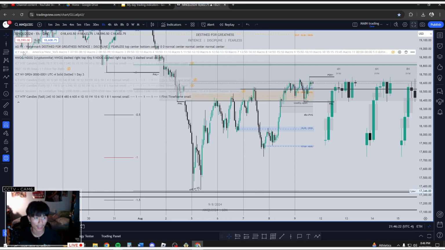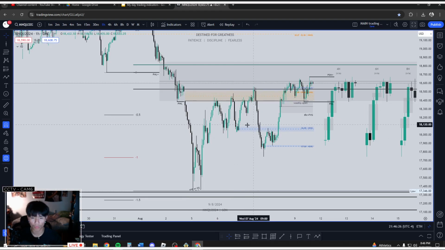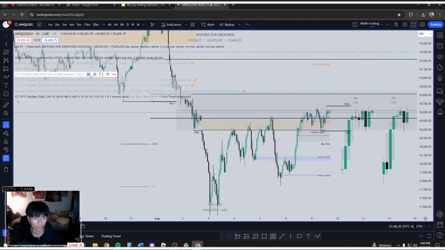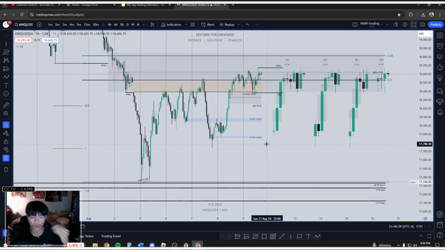If I didn't have these lines here, I wouldn't know what is the previous day low or high. There's no separation. All it does is just candles. But with the indicator, it helps separate the days, and again, all of these indicators are just very, very good visual representations, and it just helps me see things a little bit easier.